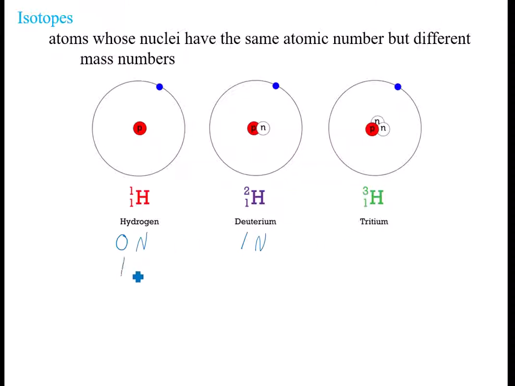And then I have tritium, which has a mass number of 3, so it has 2 neutrons and still 1 proton. All 3 of these have 1 proton because they're all hydrogen. They have different mass numbers because they have different numbers of neutrons. This is basically the figure here. This one has no neutrons, this one has 1, and this one has 2.